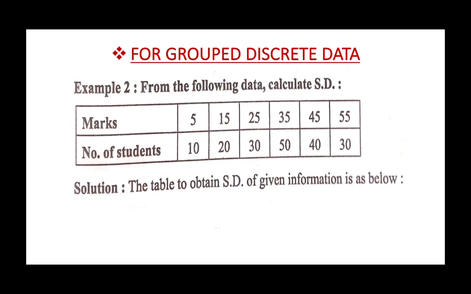So for grouped discrete data, as you can see in this question: from the following data calculate SD. SD means standard deviation. What is given? Marks are given and number of students is given, right? Since the number of students is given, it means frequency is given. Frequency is given, therefore this is grouped data. Then marks are given, meaning x values are given, and x values are different, so discrete. Therefore this is grouped discrete data.